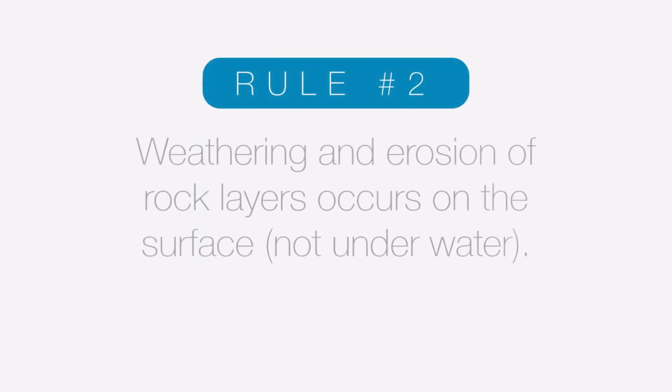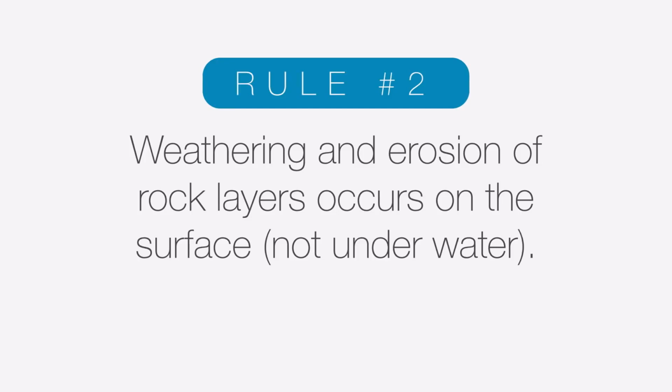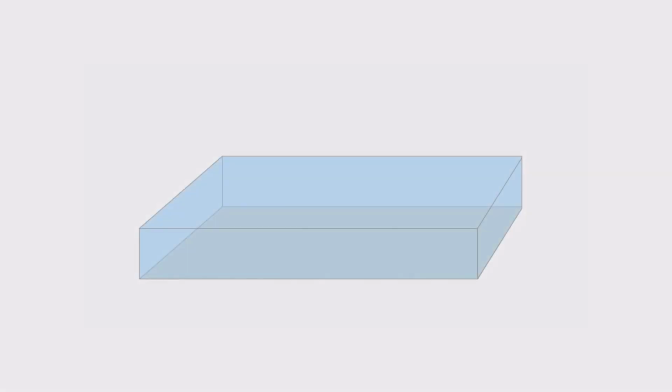Rule number 2. If rocks are weathered and eroded, then they must have been, at least for a period of time, out of the water. And this is because weathering and erosion of rock layers mainly happens on the surface of the Earth, not underwater. Let's go back to that same animation again.